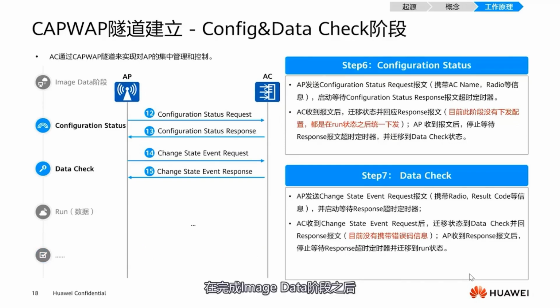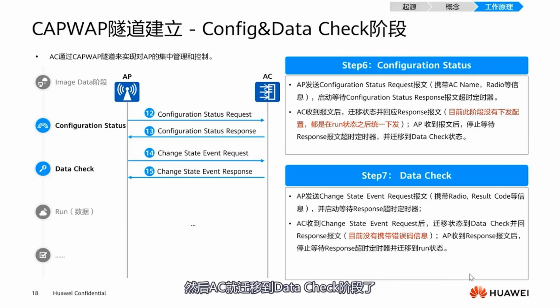After completing the image data phase, it enters the configuration status phase. Here, the AP sends messages containing the AC name, video information, etc., to the AC. After the AC receives the message, it begins to transition to the next state and sends a response message. It's important to note about the response message that no configurations are sent here. Sending configurations occurs after the run state and are uniformly distributed.